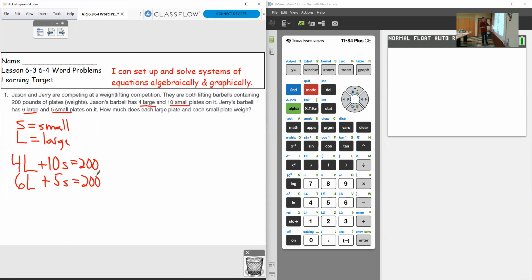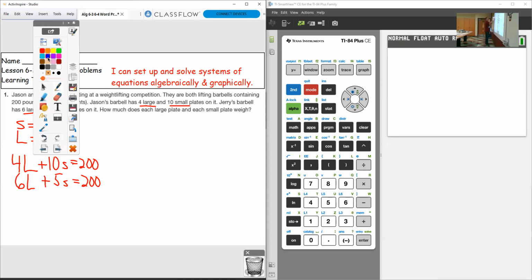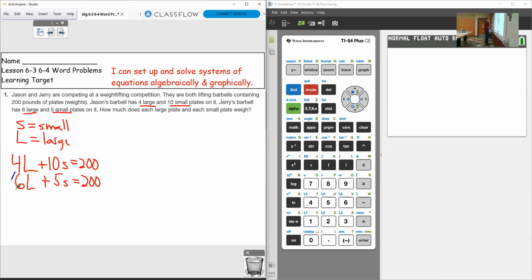I would just solve the system by creating opposites. 4 doesn't go into 6 evenly, so I'm not going to choose to make opposites with my L's, but 5 goes into 10 evenly. So to create the opposite of 10, I would need a negative 10. So I'm going to multiply this bottom equation by -2. Distribute, distribute, distribute. So now I didn't touch that top equation. All I'm going to do is rewrite it.